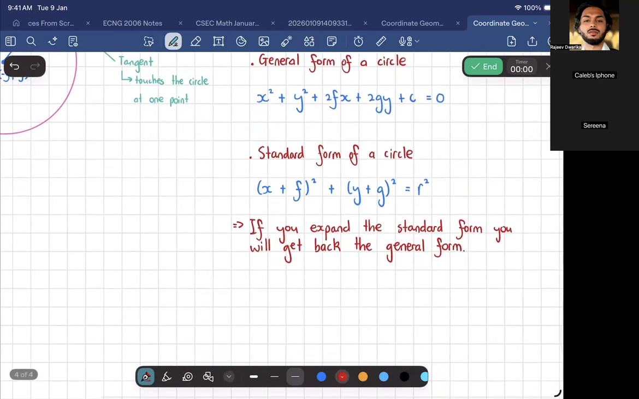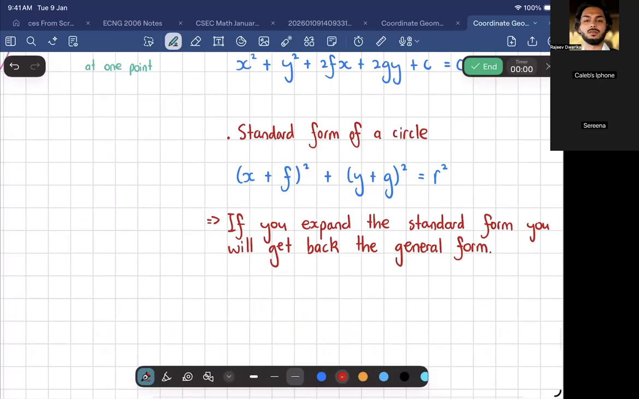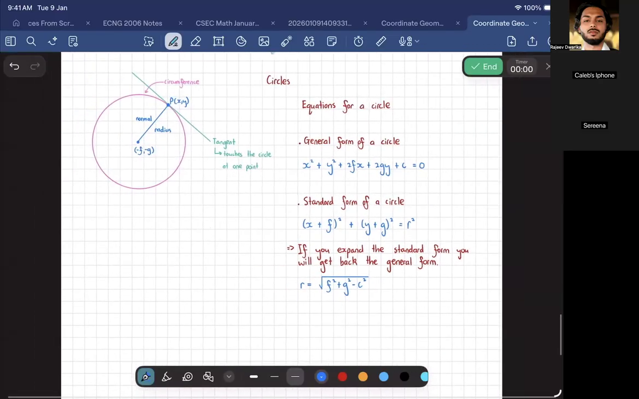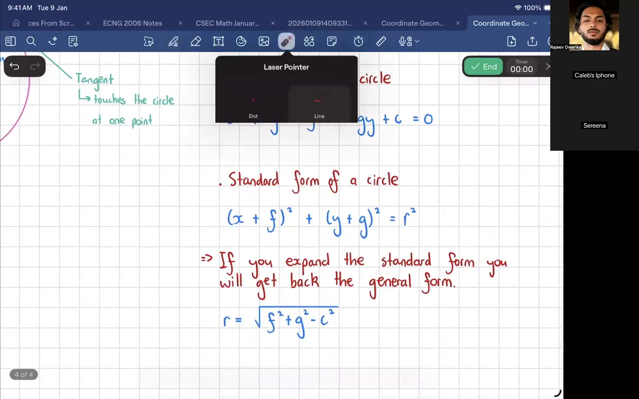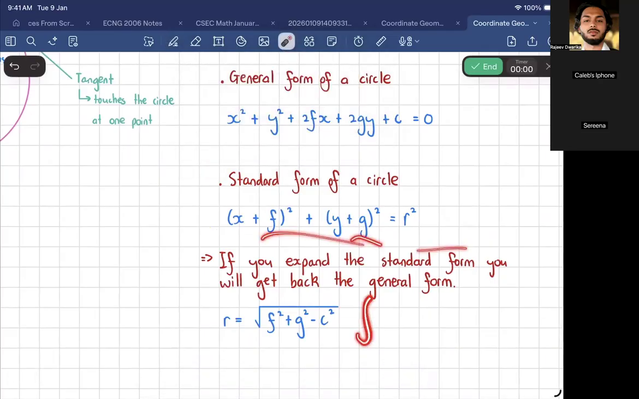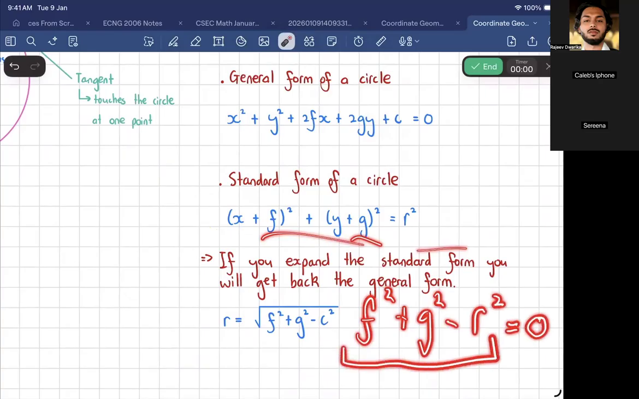And some equations that you need to be familiar with. So how would you find r? r would be the square root of f squared plus g squared minus c. And Serena, you're probably saying, so where the heck did you get that from? Remember when we expanded this out, we ended up with f squared plus g squared minus r squared, and that was equal to 0. All of those, do any of those have x and y in it?